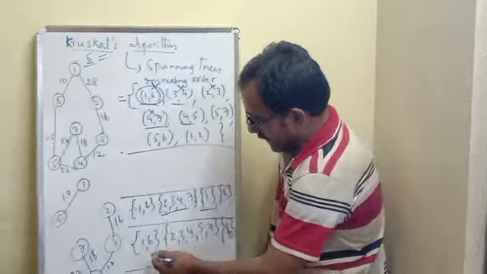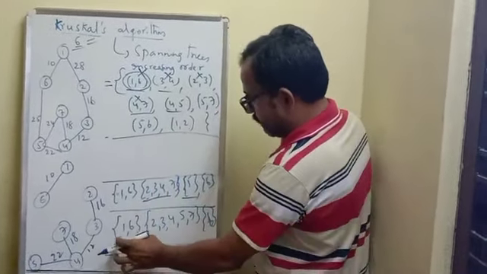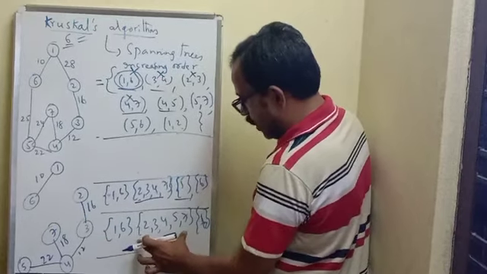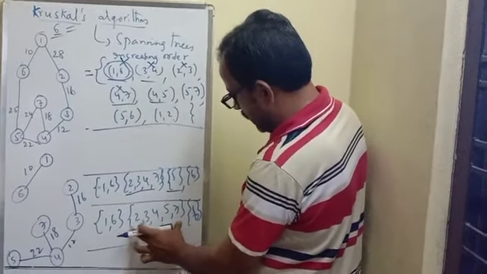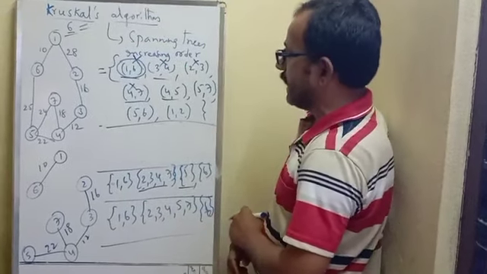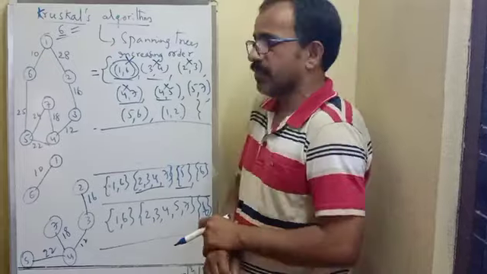So the updated set is this. After including 4, 5 into the spanning tree, this is the updated set. 1, 6 is one set. 2, 3, 4, 5, 7 is another set, and 6 is there in another set. Okay, so 4, 5 is included. Then simply discard this from consideration.